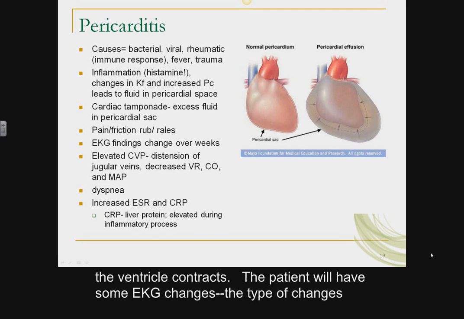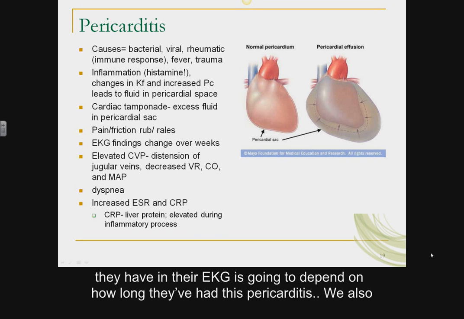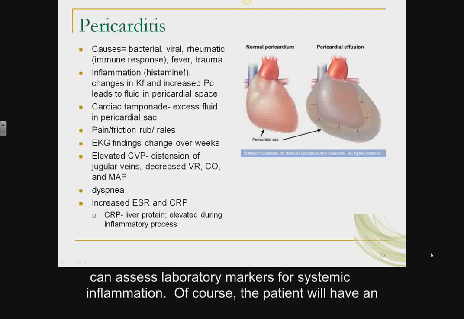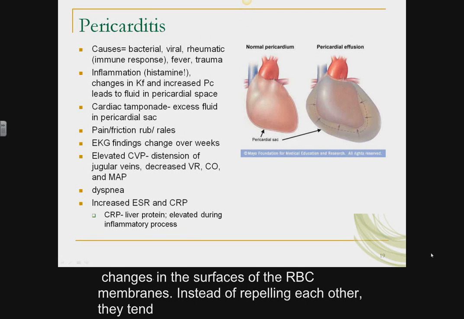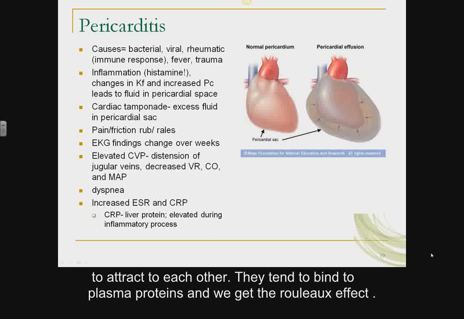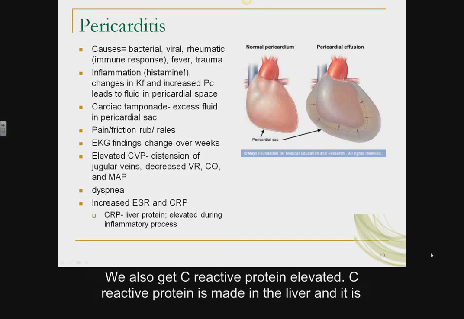The patient will have some EKG changes as well, and the type of changes they have in their EKG is going to depend on how long they've had this pericarditis. We also can assess laboratory markers for systemic inflammation. All of these are giving us clues what's going on in our patient. Of course, the patient will have an ESR that's elevated. Because of the inflammatory response, we get those changes in the surfaces of the red blood cell membranes. And instead of repelling each other, remember they tend to attract each other. And they tend to bind to plasma proteins, and then we get the rouleau effect. We also can get C-reactive protein that's elevated. C-reactive protein is made in the liver, and it is released in higher amounts during the inflammatory process.